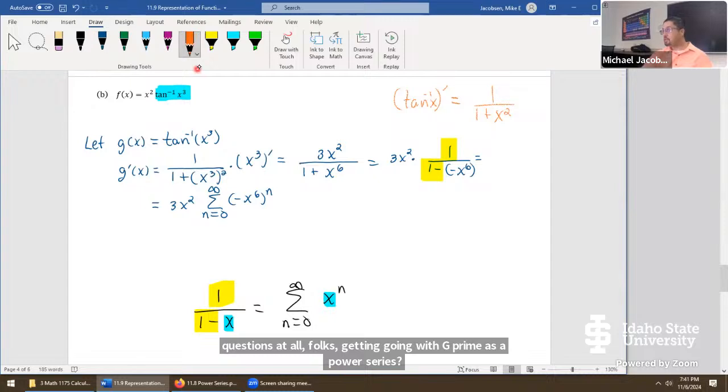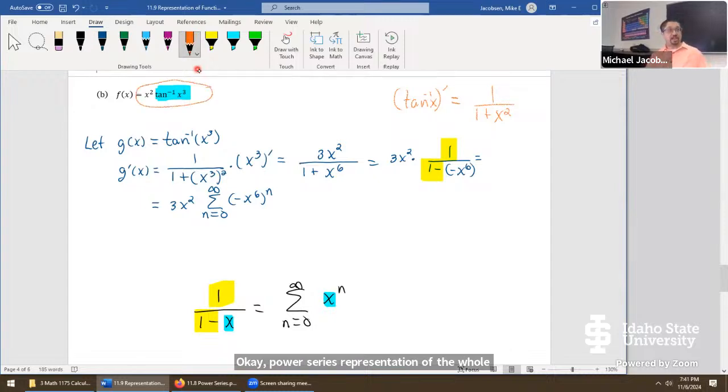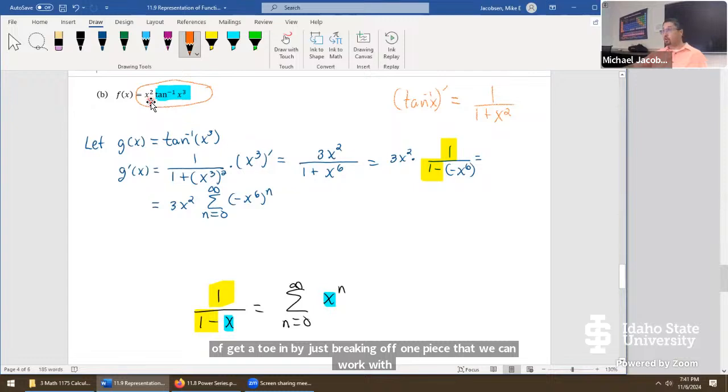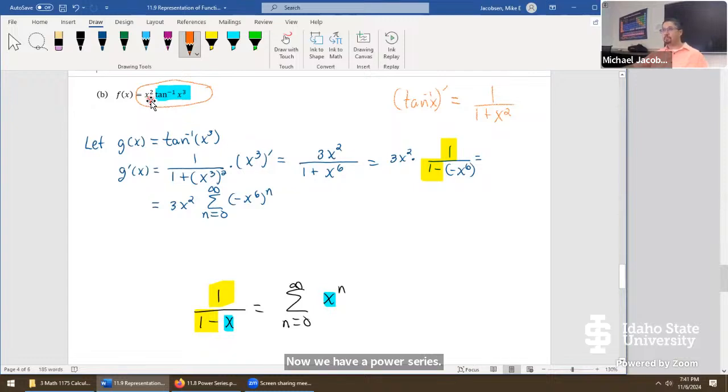Okay, power series representation of the whole function is really, really tough if we try to treat it as one entire complete function. So we get a toe in by just breaking off one piece that we can work with. Now we have a power series. We can start involving the whole function. But same problem as before on part A. We still don't know the power series of g prime, or excuse me, of g of x. We have it for g prime. So we need to simplify this as much as possible so we can next integrate it and get g of x itself.